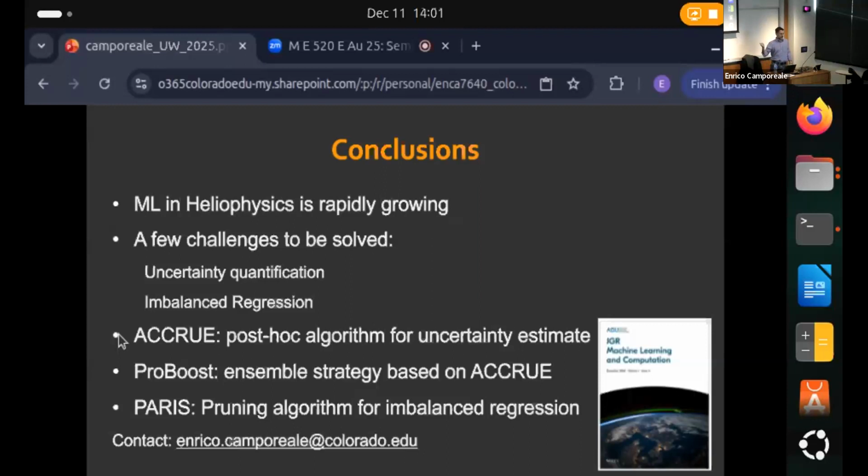Strangely enough, for instance, for the problem of solar wind speed prediction, a few hours ahead, the best model is still persistence. If you say the velocity 3 hours ahead is going to be the same velocity as now, it's very hard to beat on average, in an average sense.